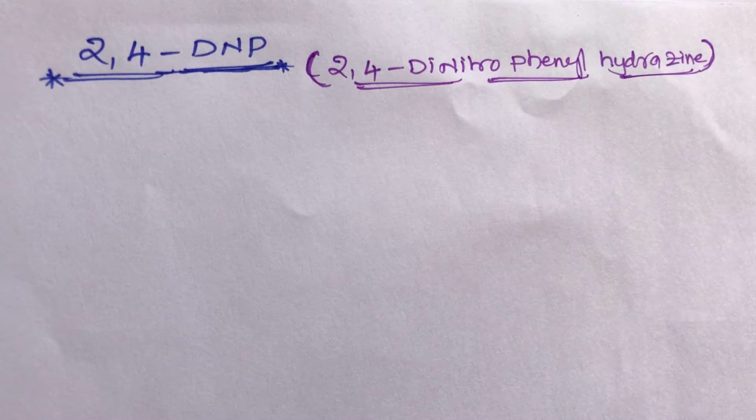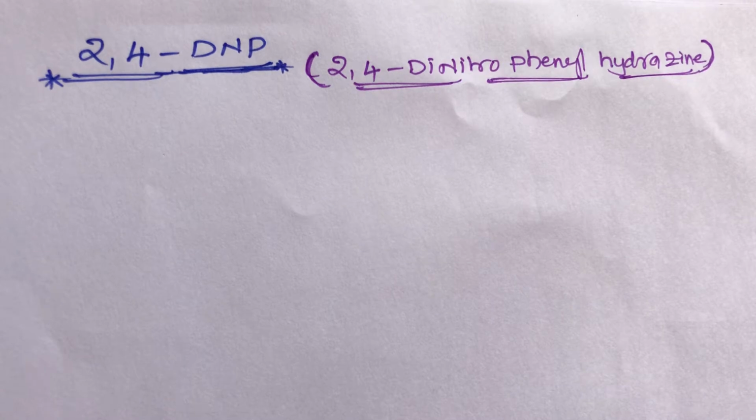Hi students, now the next topic is 2,4-DNP. What is 2,4-DNP? 2,4-DNP means 2,4-dinitrophenylhydrazine. So what is the use of 2,4-DNP, students?